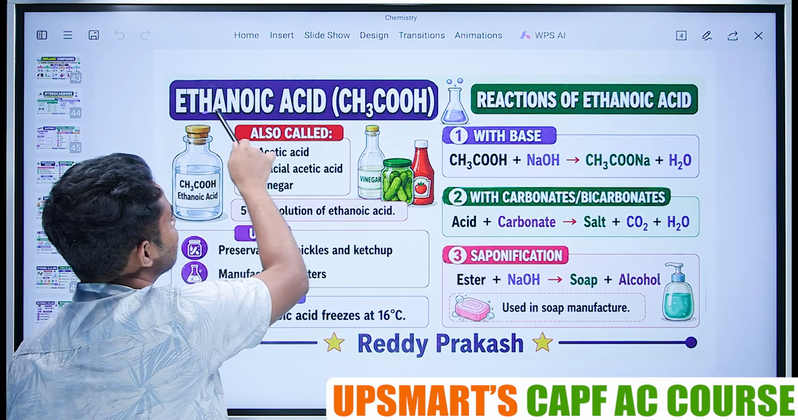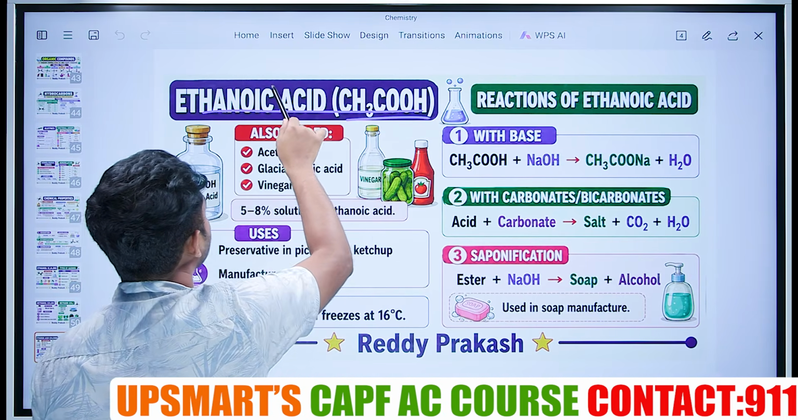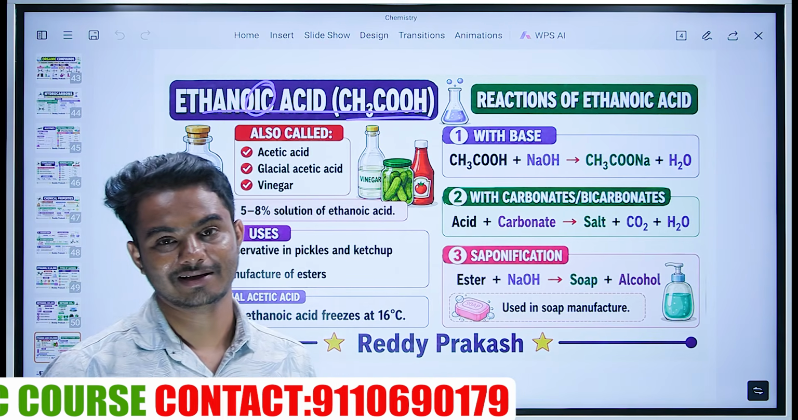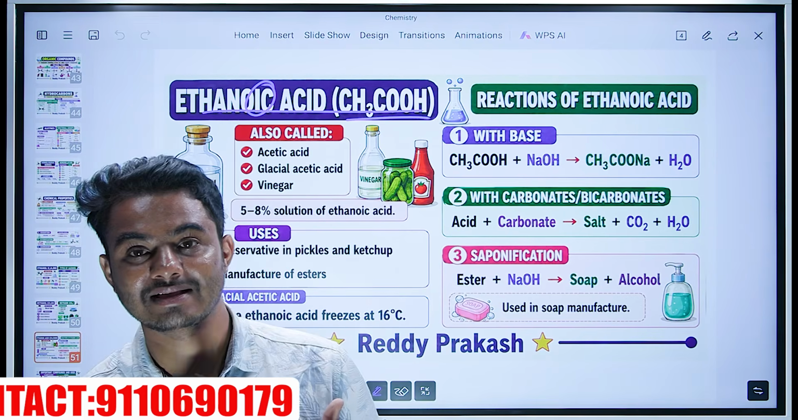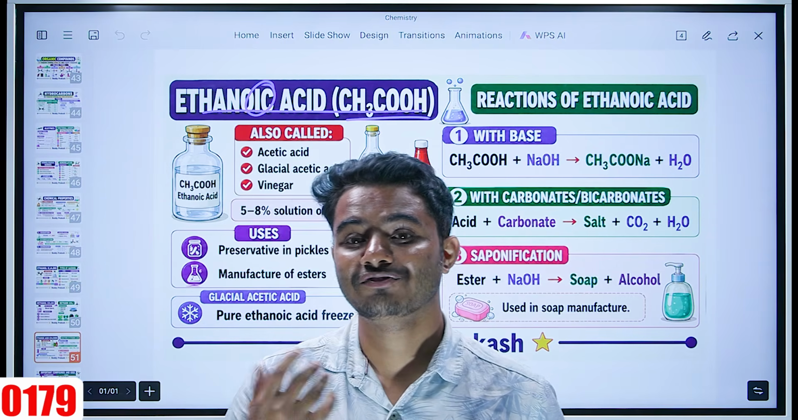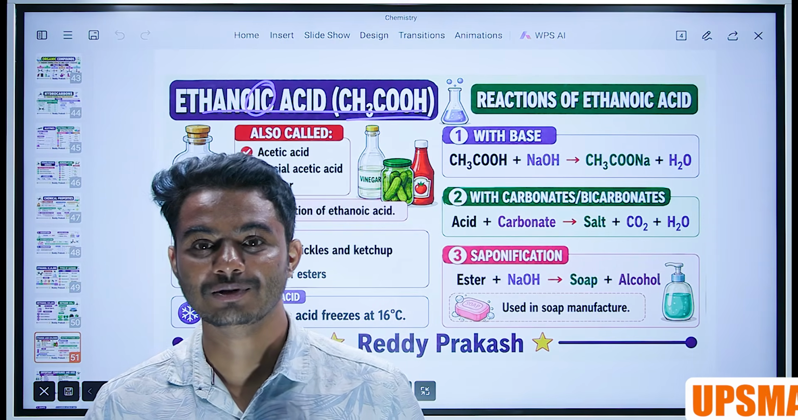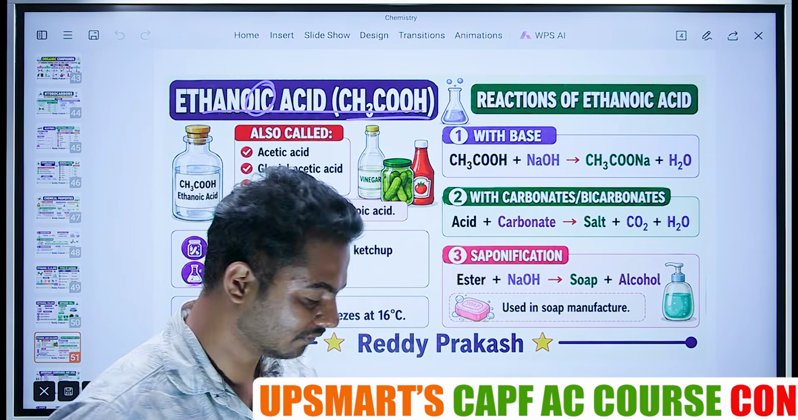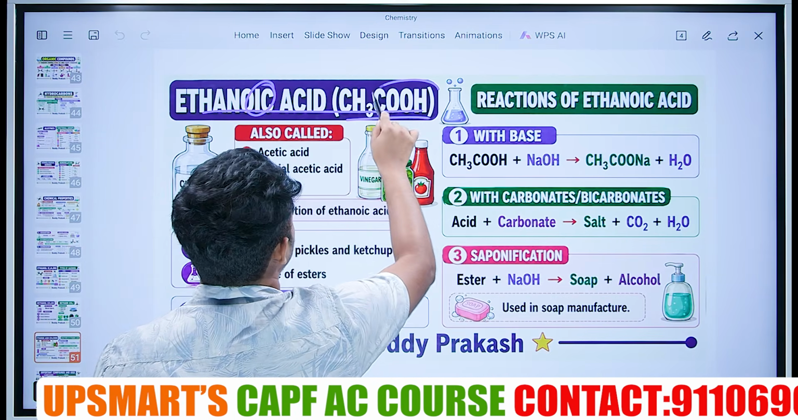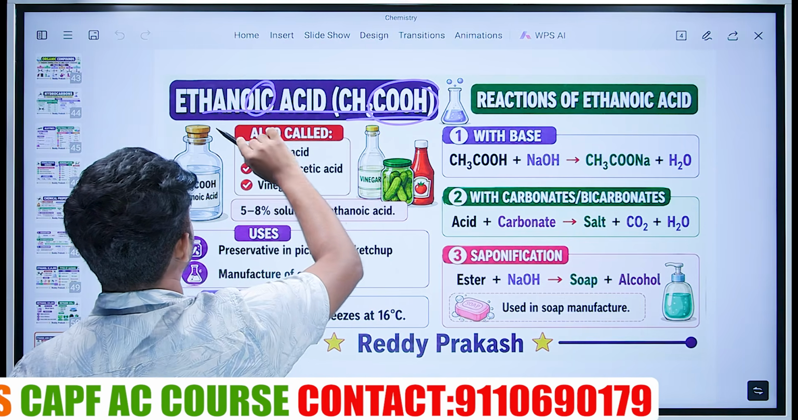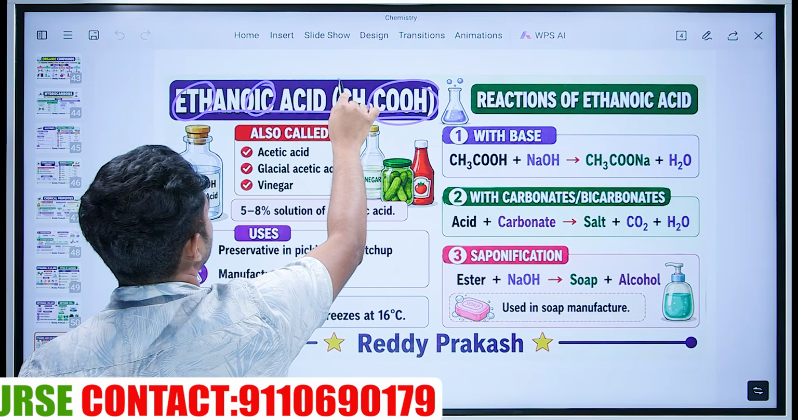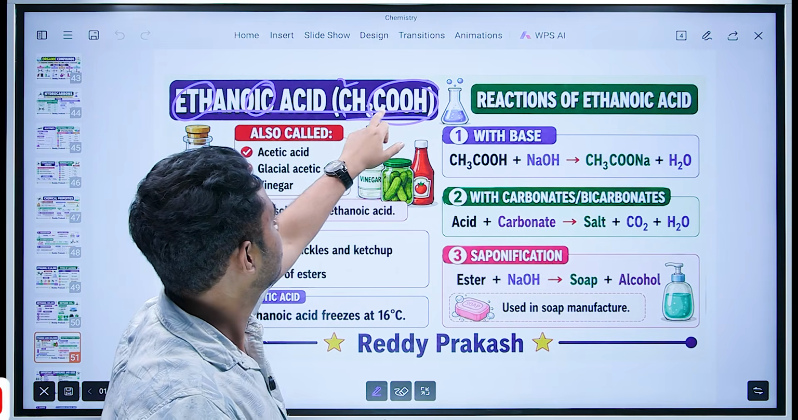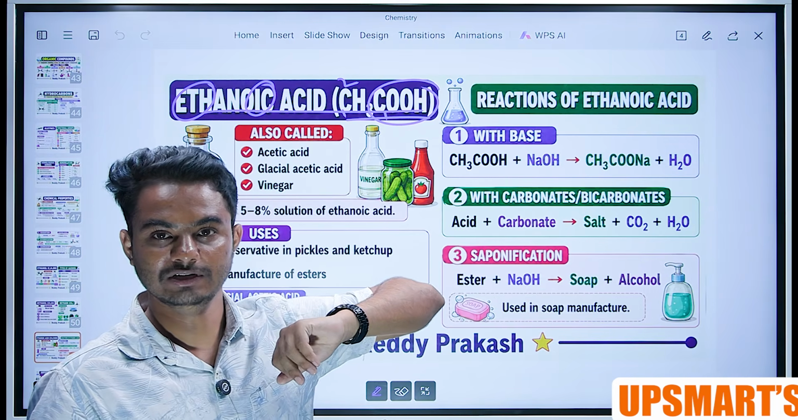What is ethanoic acid now? Ethanoic acid, I told you, oic acid means carboxylic acid. Now what is carboxylic acid, sir? What is the functional group of carboxylic acid? The functional group is COOH. We discussed this, right? COOH. Now you see, we have COOH here. So it is ethanoic, and eth means 2. C1, C2.